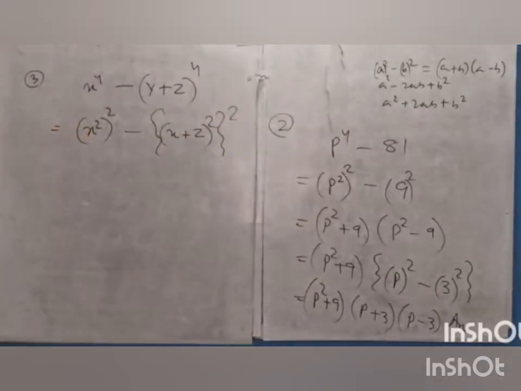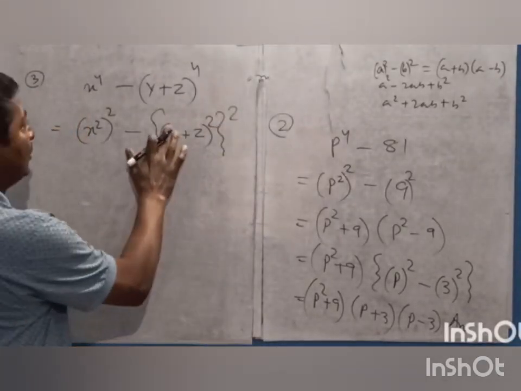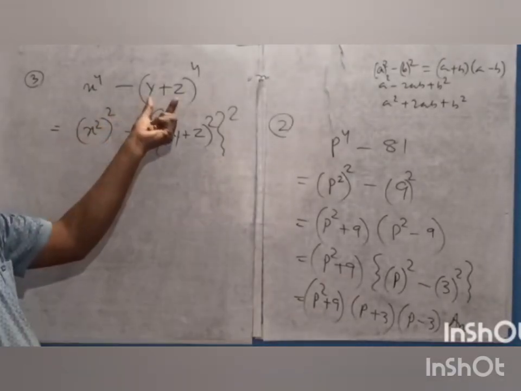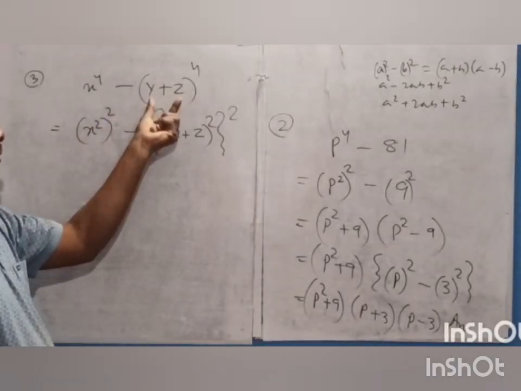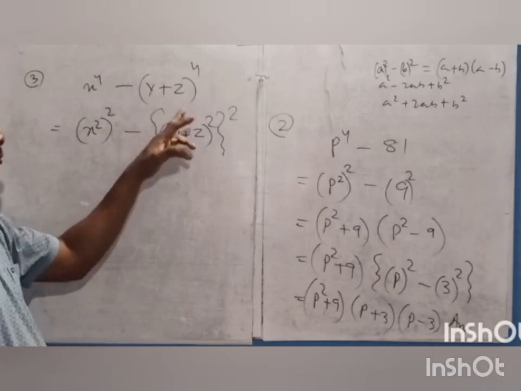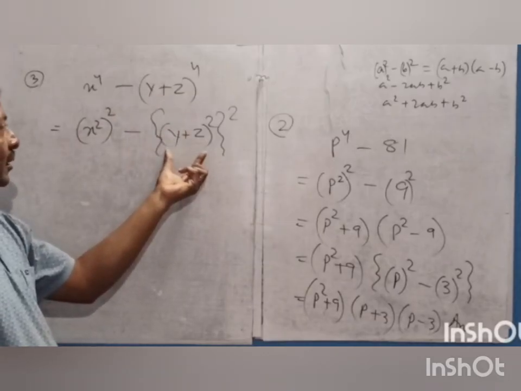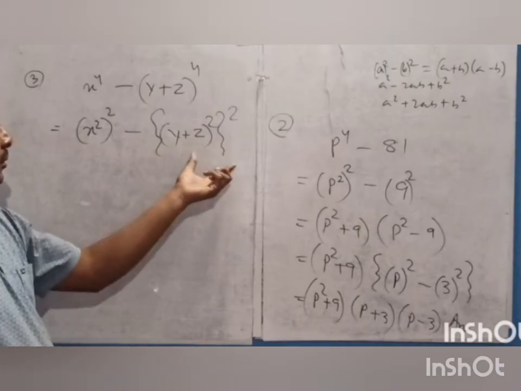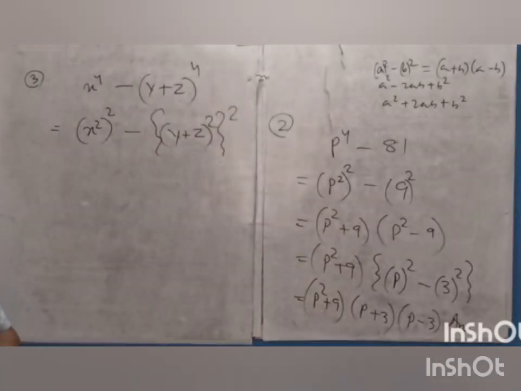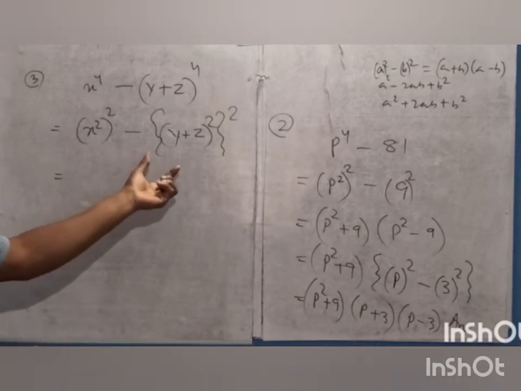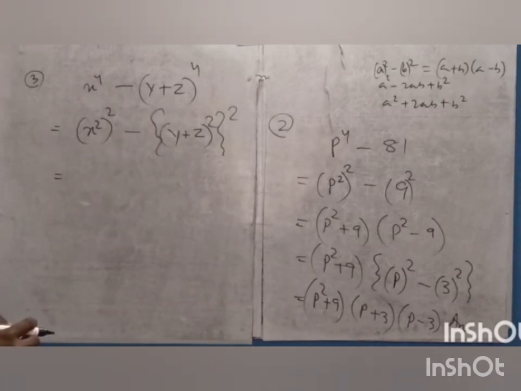Sorry, y plus z. So this becomes complex because there are two terms. That's why I have a bracket. First I put the first bracket here, and I need another bracket to make its whole square again. In which situation you need two brackets, you have to decide it.